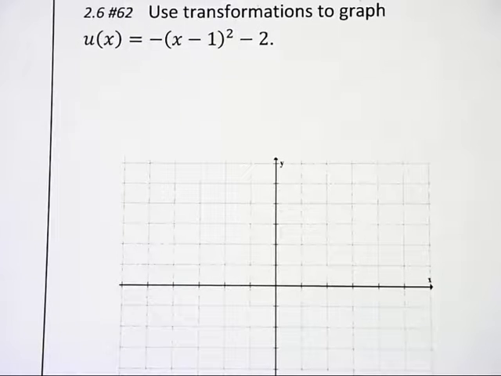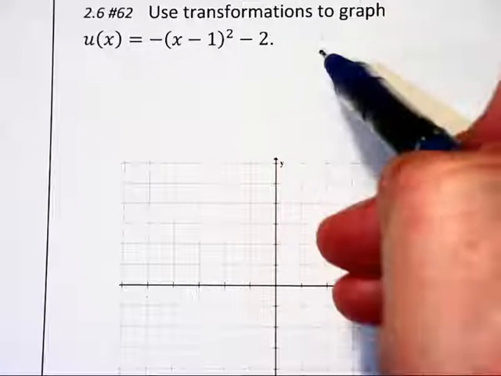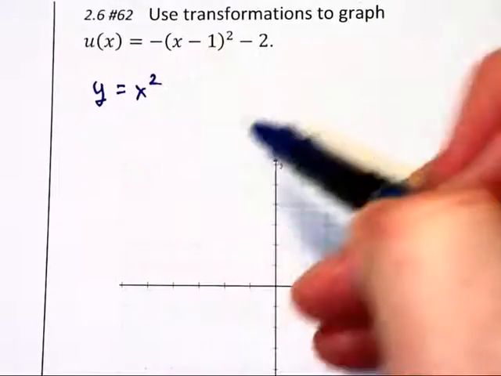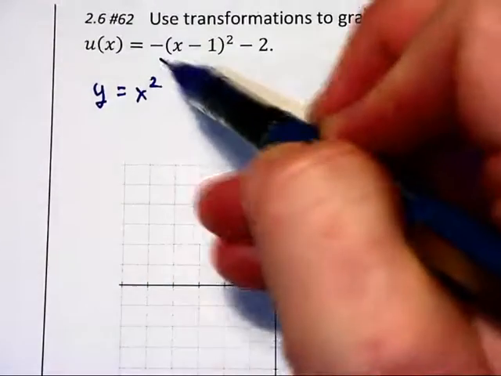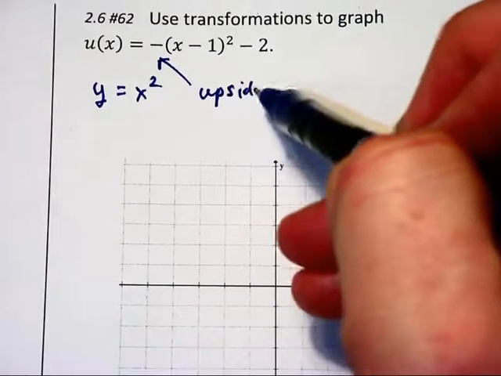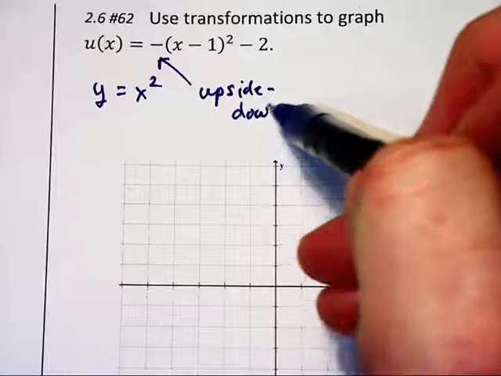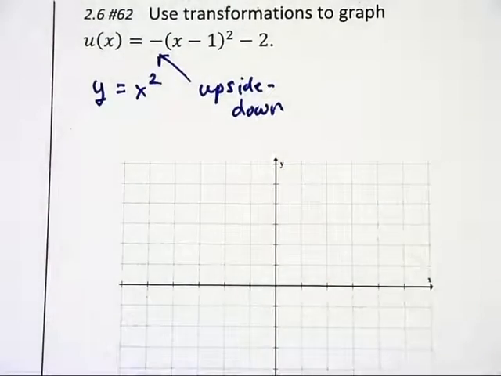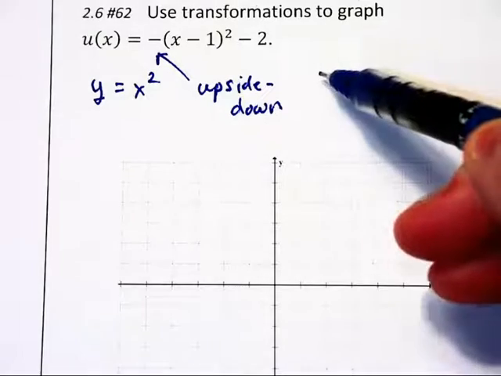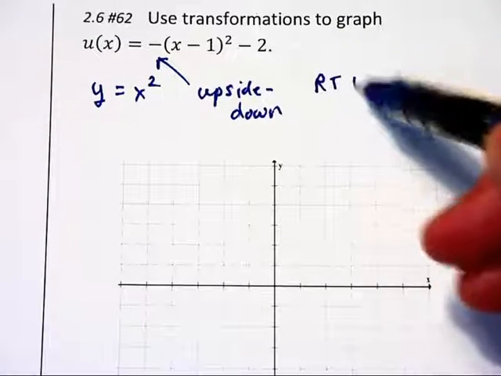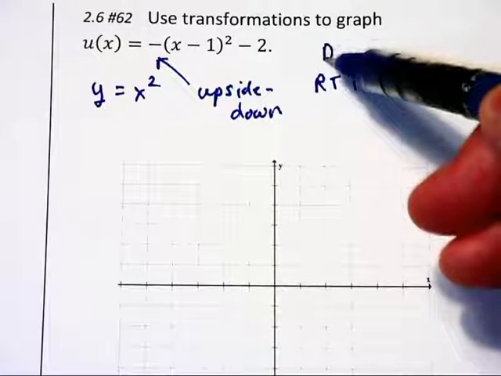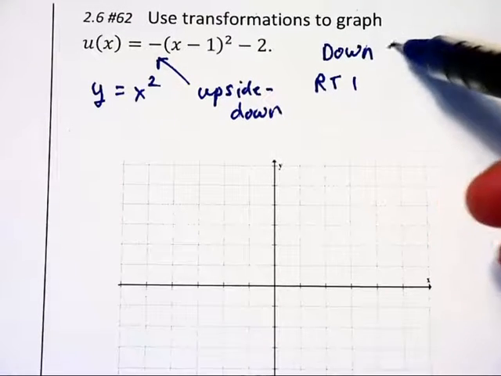We want to graph a parabola. Notice our base graph is y equals x squared. But that negative out in front tells us it's going to be upside down. That's another way of saying it's going to be reflected across the x-axis. And you can see that the minus 1 in there is going to refer to moving the graph right 1. And the minus 2 at the right there is going to refer to down 2.